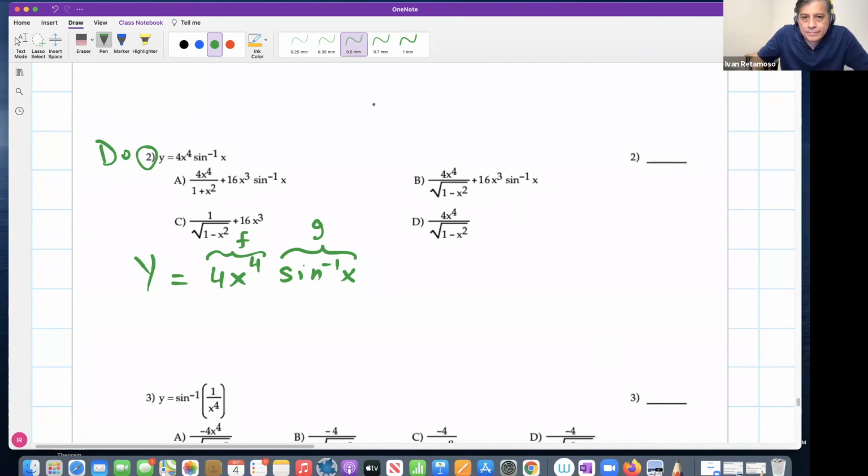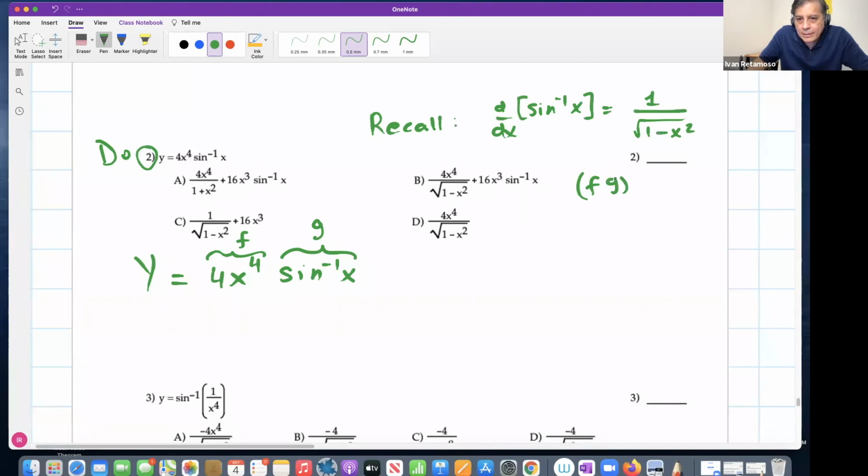And recall that the derivative with respect to X of sine inverse is 1 over the square root of 1 minus X squared. And the product rule is just this, F prime G plus G prime F, right? So try to do this, guys.